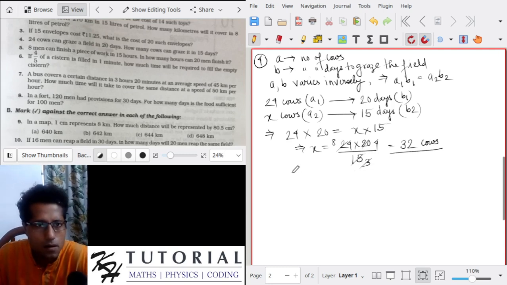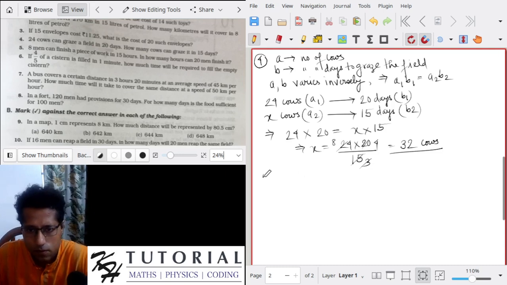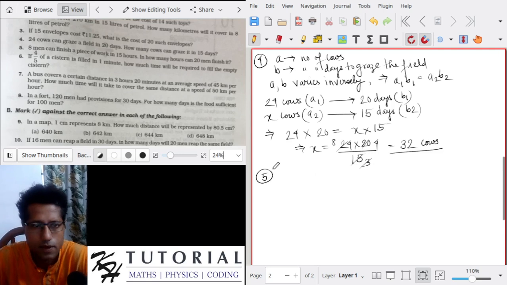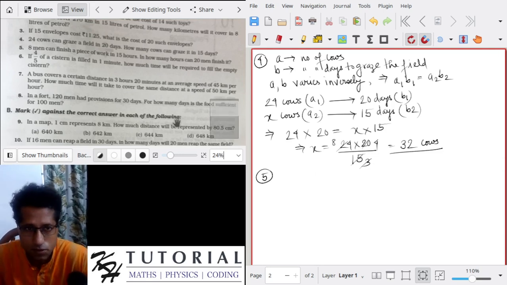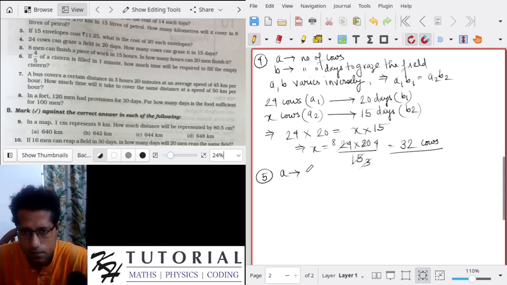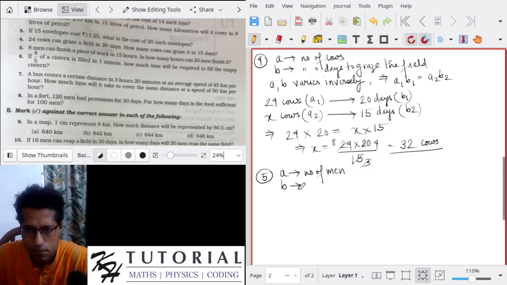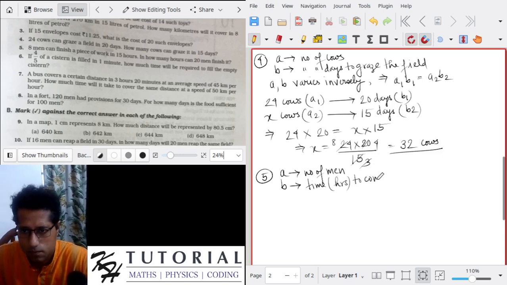Okay, let's solve question number 5. It says 8 men can finish a piece of work in 15 hours. In how many hours can 20 men finish it? So the quantity A is the number of men, and B is the time in hours to complete a piece of task or work.